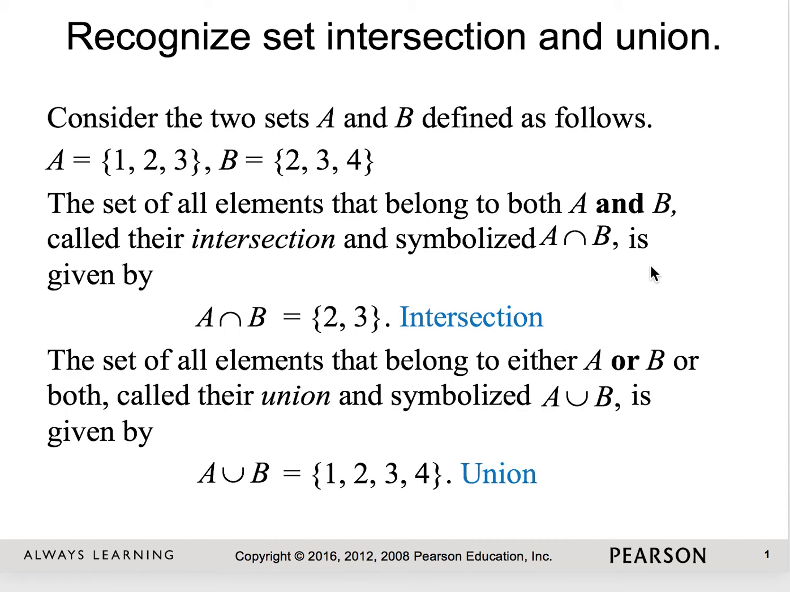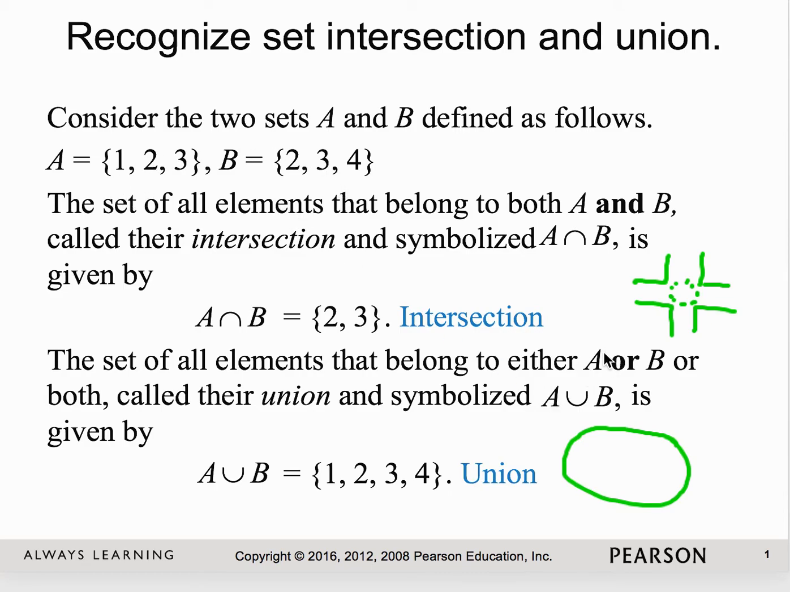Think about an intersection as the intersection on a road, right? It's only this part where those roads overlap, intersect. This isn't in the intersection. This isn't in the intersection. Think about a union like a marriage, right? That's a union. And if you have a family and you're marrying someone with a family, then in your union, you're all together. So the union is all of them.